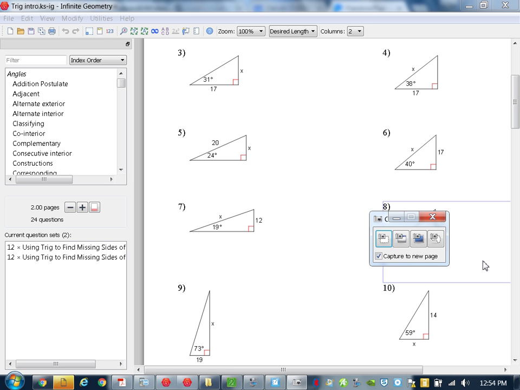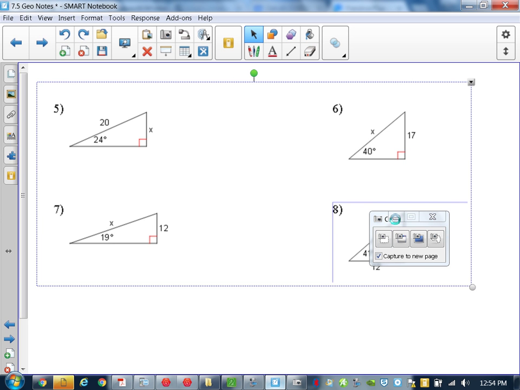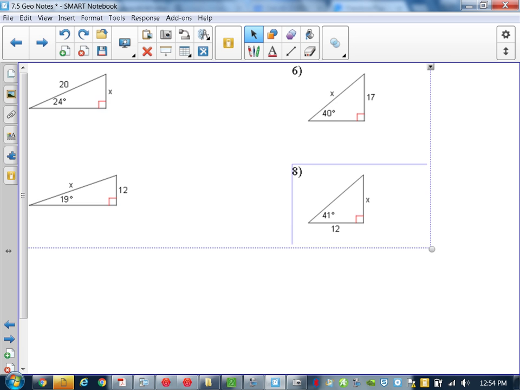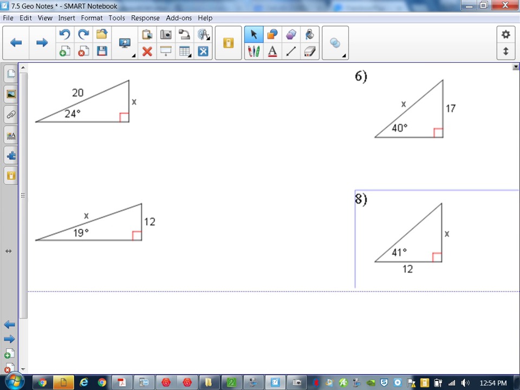Don't worry about flipping. They never flip the ratios. They will always stay like that. Otherwise, you make new trig functions and you don't want to do that. So take a couple minutes and do the exact same thing with these four, please.